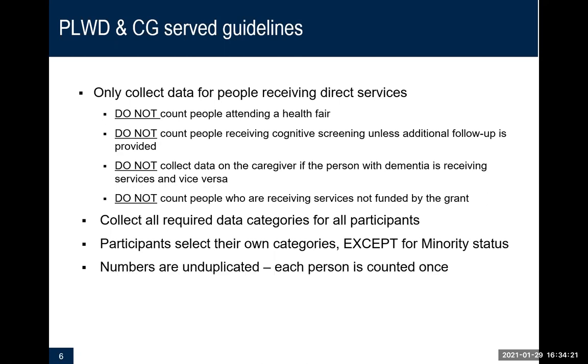When you're reporting on people served and professionals trained, numbers should be unduplicated. So this means that if someone attends both a support group and a workshop, or if a professional attends multiple trainings through the grant, they're only counted once.